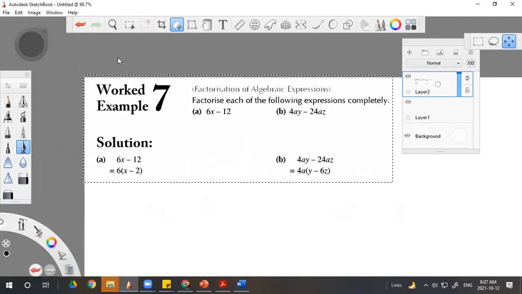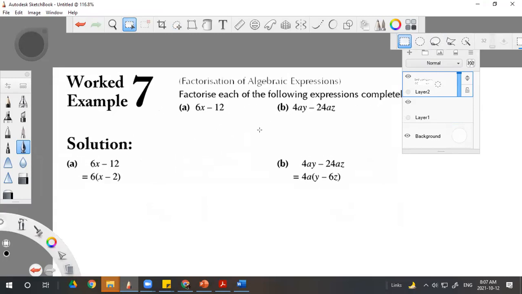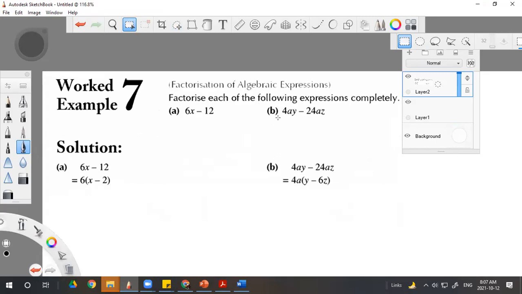Factorize this. Okay, I will try to tell you how to do it. You have to look at the numbers, both 6x and 12. What can they be divided by? You can divide by 6, right? So you can divide by 2, yes. If I divide by 2, it becomes 3x minus 6, right? But you can divide further by 6, right?